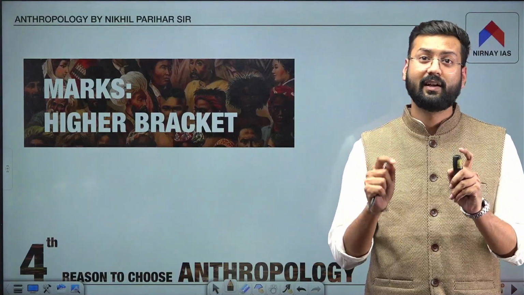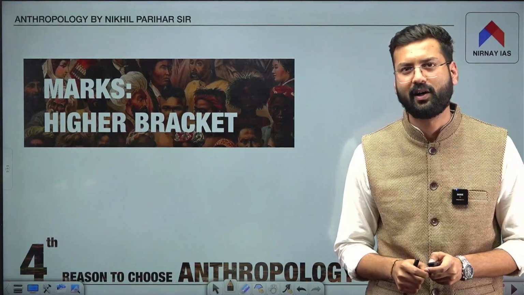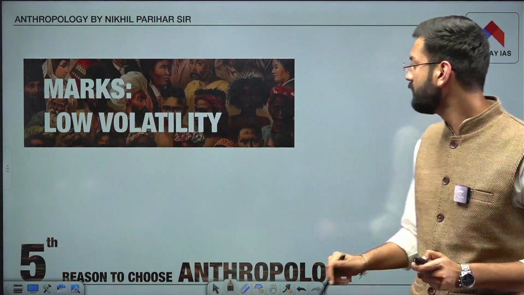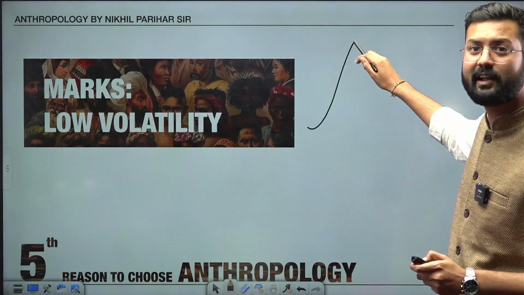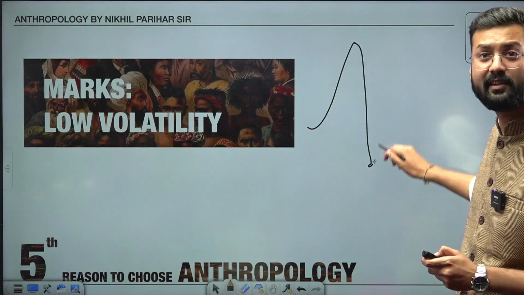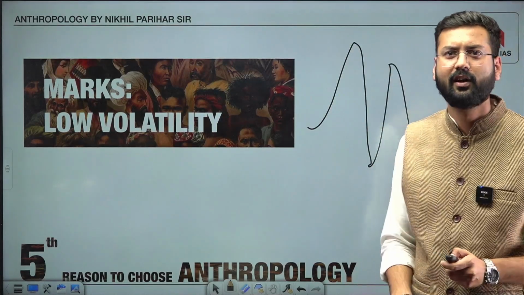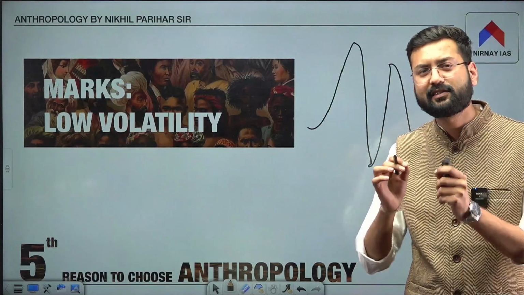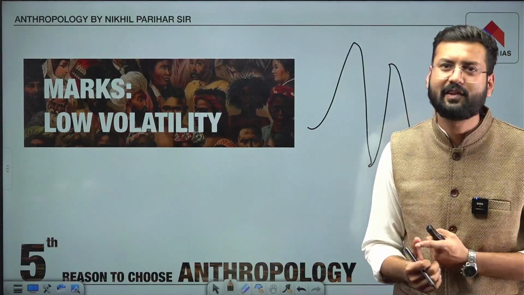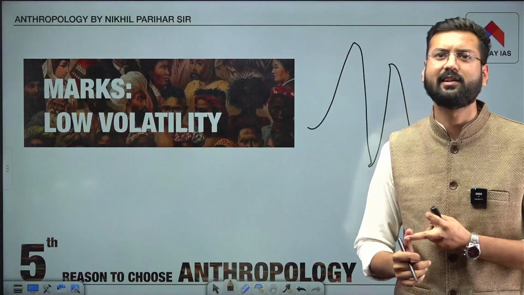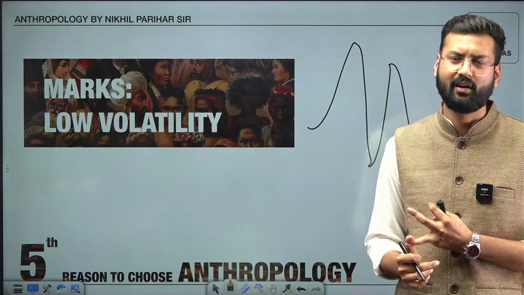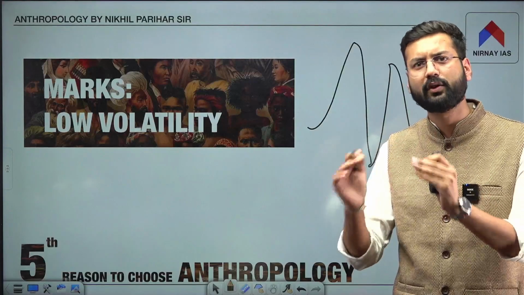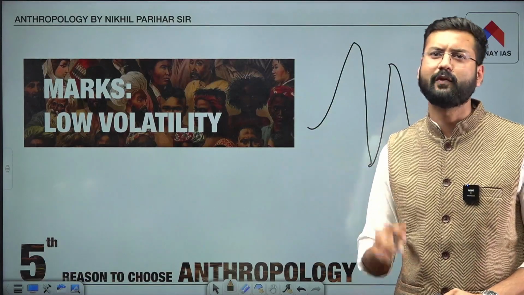But now, there is another thing that you need to consider about marks, not just the mark bracket, but the consistency of returns. So there are optionals which give, in one year they're giving a lot of marks, the other year they're giving low marks, then they're giving a lot of marks, then they're giving low marks. Should it happen? If you have given consistent efforts, why does the subjectivity of UPSC, why does the normalization of UPSC give you 300 marks in one attempt and 260 marks in the other? While you give the same effort, while your paper went good in both the attempts. So it has happened with a lot of optionals.